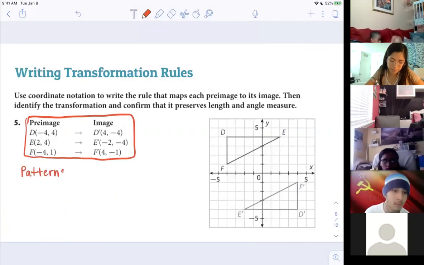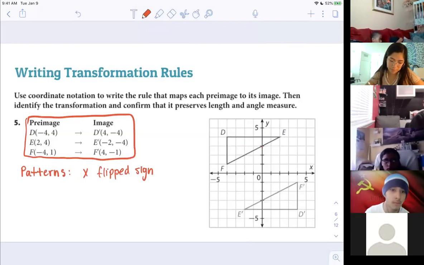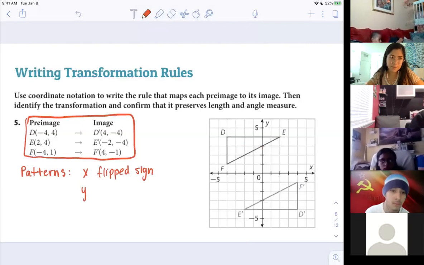It reflected. Okay, so you're looking at the actual graph. Right now, I literally just want to look at the numbers. The X turned into negative. The X turned positive. So you could say the X flipped sign. What about the Y? It didn't stay the same. What happened? It flipped also. Good. Both of them flipped, right?